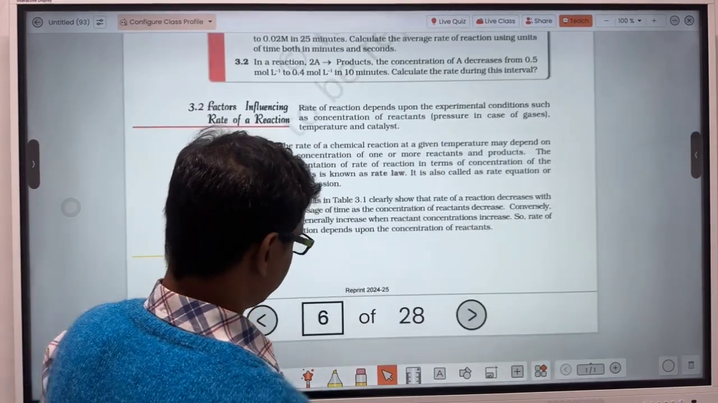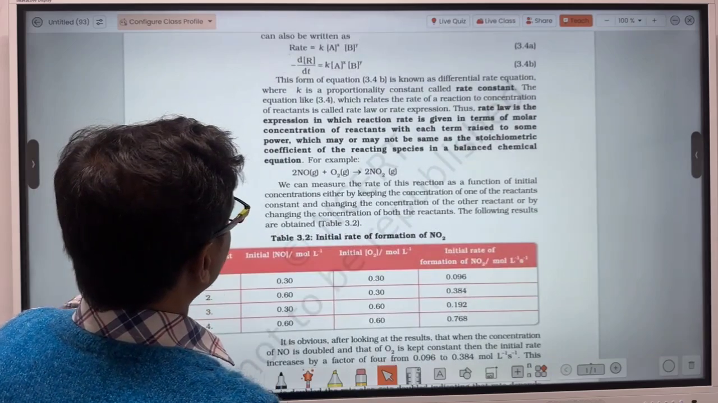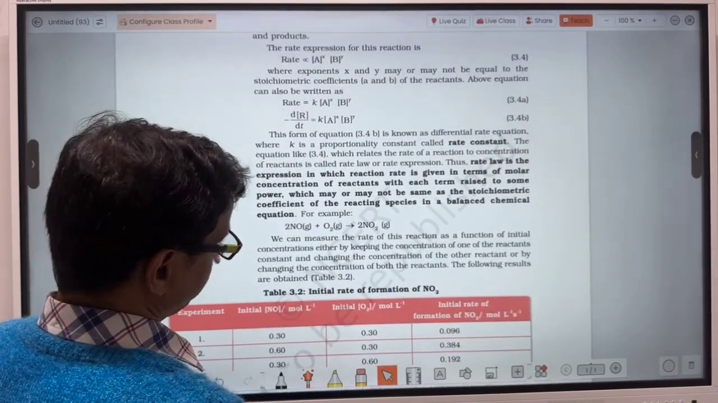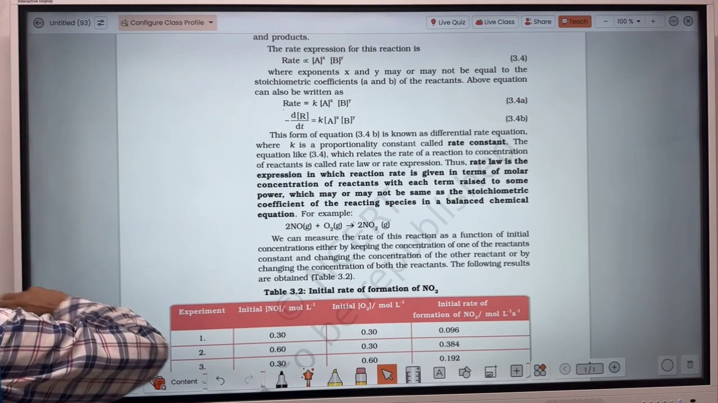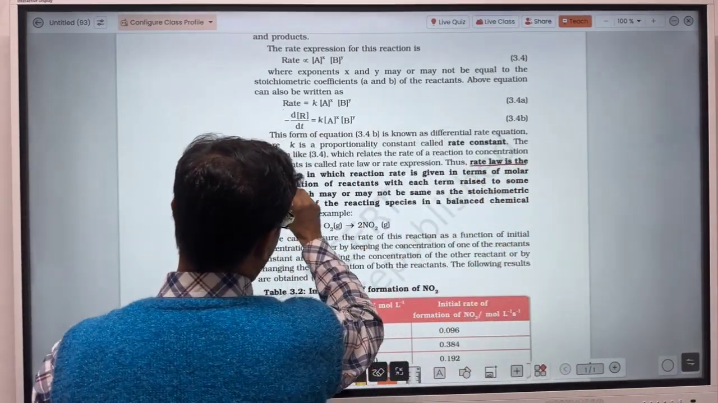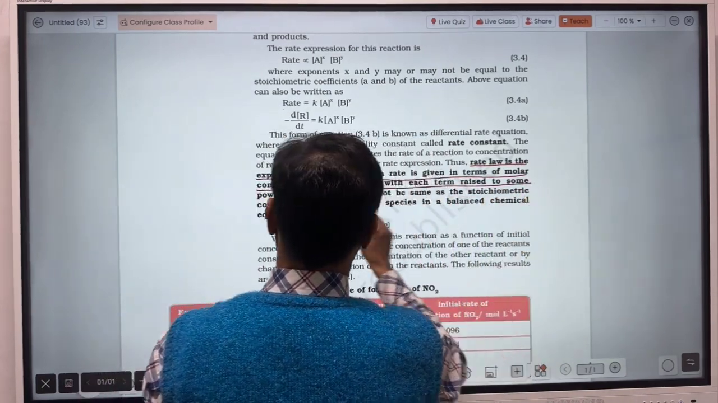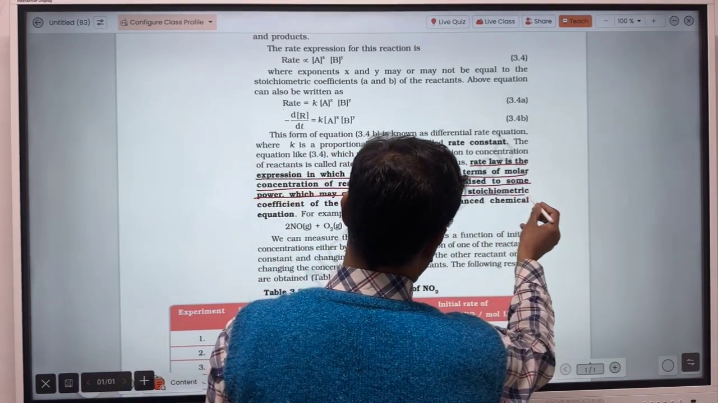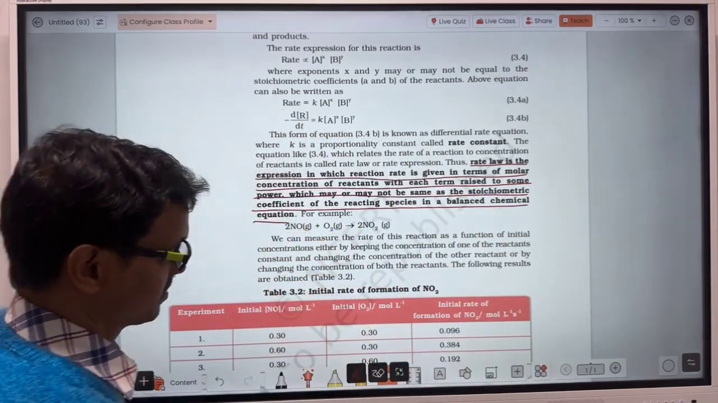Now let's proceed. Based on this, there is a numerical question we will discuss later on. Here, watch what is given. Rate law is the expression in which the rate is related to concentration. That is the rate law equation.